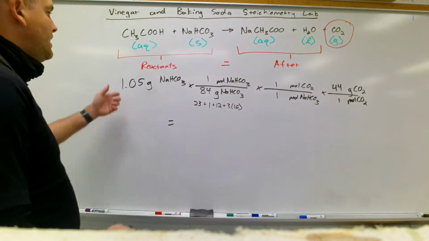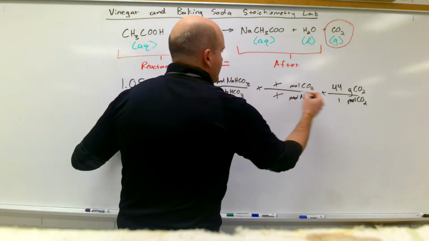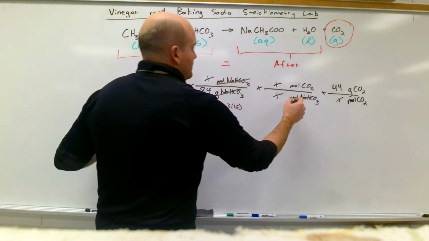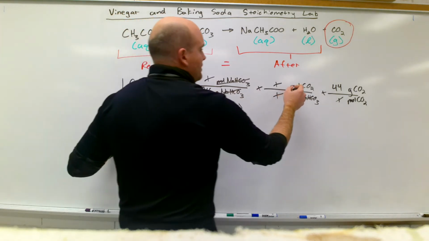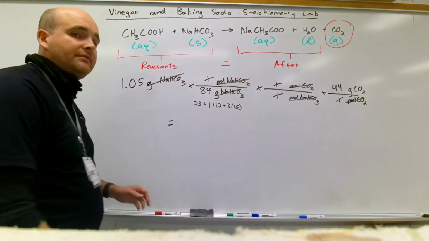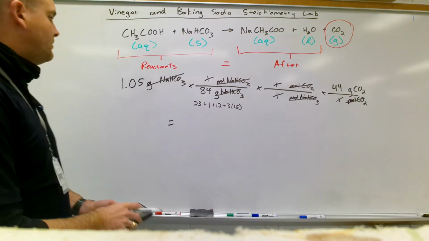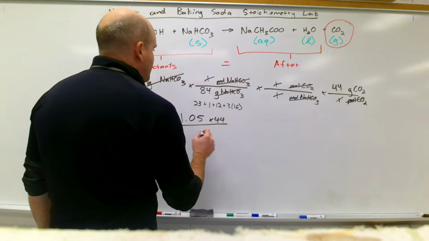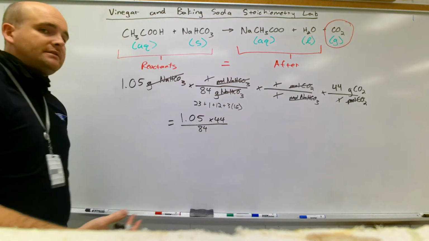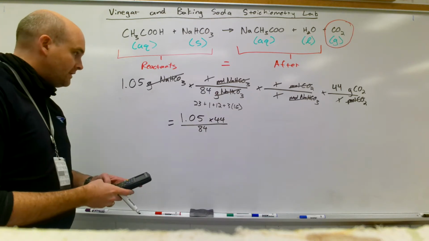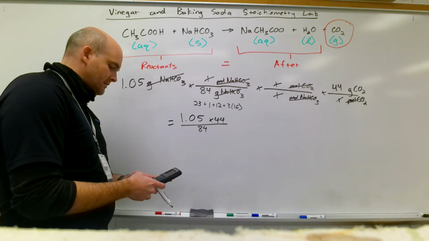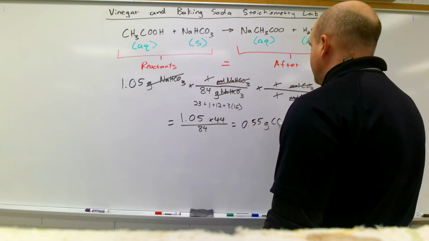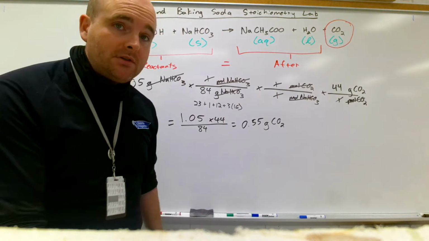So we'll do this calculation. Check it out. All the ones will cancel out. Ones are unimportant. And so the units cancel out. Moles of NaHCO3 cancels out, moles of CO2 cancels out. The last unit we have is grams of CO2. That's the one we need. So your calculator work is 1.05 times 44 divided by 84. That's what you have to type in the calculator. We'll do that right now. And so we get 0.55 grams of CO2. That is our theoretical yield. That's what we should get.